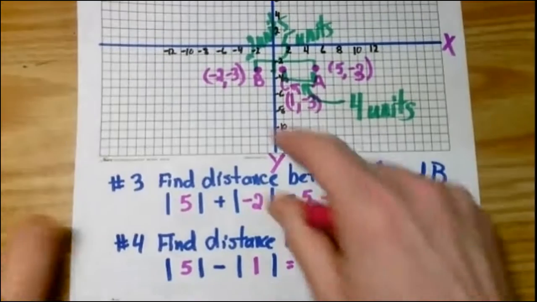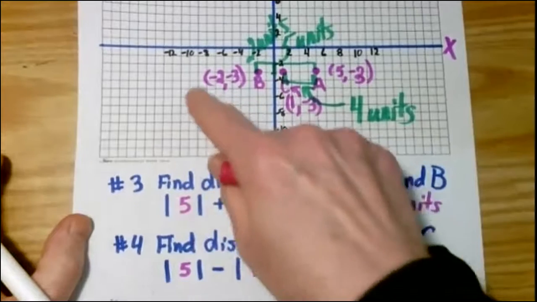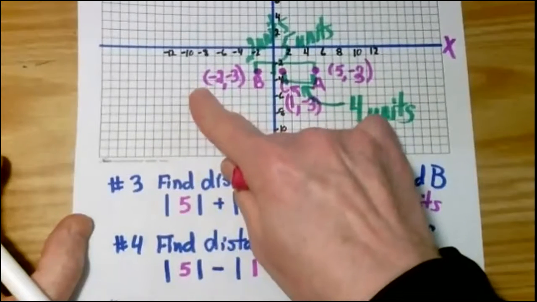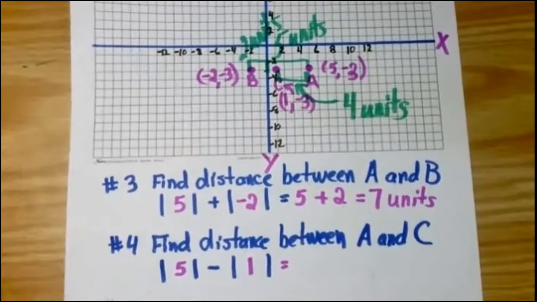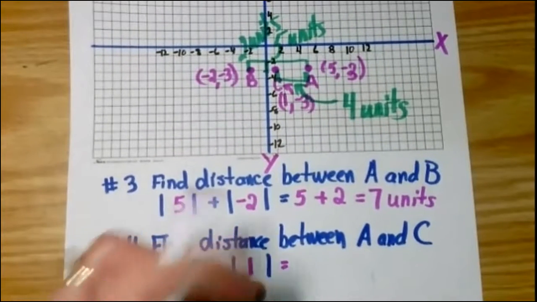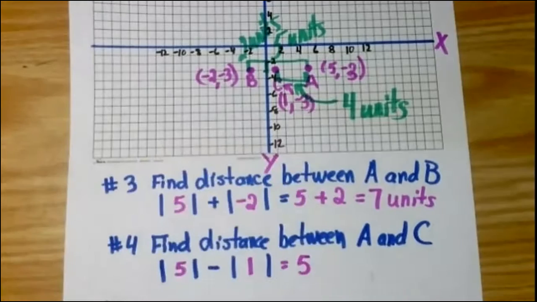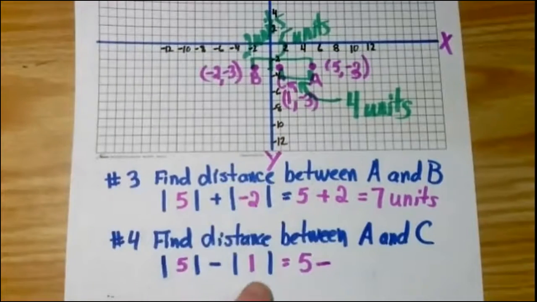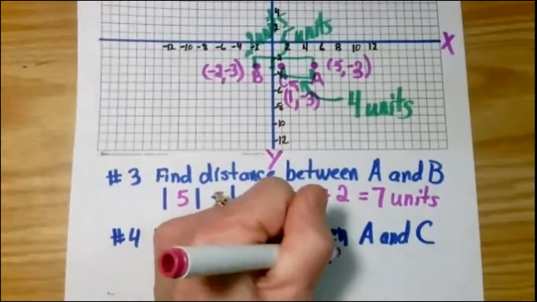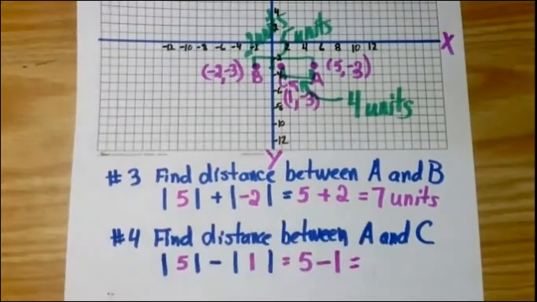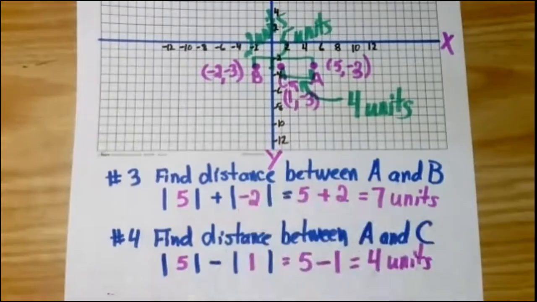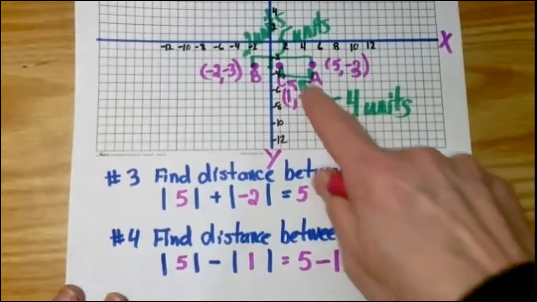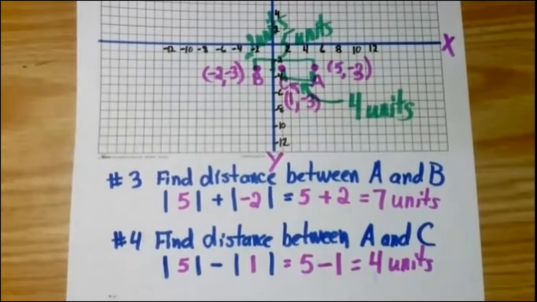If we ended up with 2 points that were on the same quadrant over here, we'd be dealing with negative numbers. We can't deal with negative numbers with distance. So that's why we use absolute value for our formula. 5 minus 1. Absolute value of 5 is 5, minus the absolute value of 1 is 1. 5 minus 1 is 4 units. And that's what we got up here when we counted. We got 4 units apart.